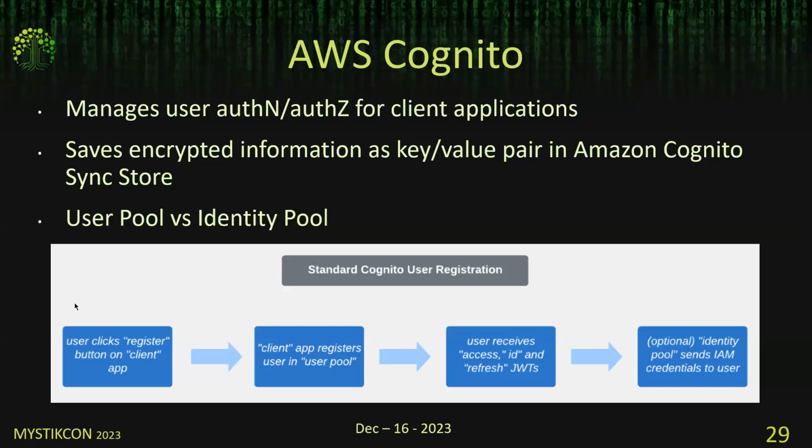The main functions of Amazon Cognito are that it manages user authentication and authorization. It saves encrypted information as key value pairs. So Cognito associates your datasets with identities and saves encrypted information as key value pairs. It doesn't store them in clear text. So that's a very secure architecture to have.